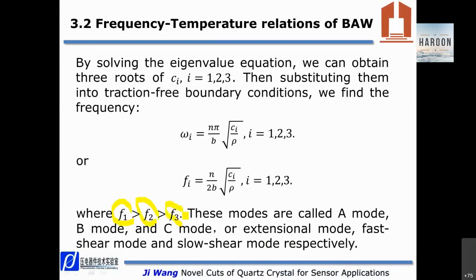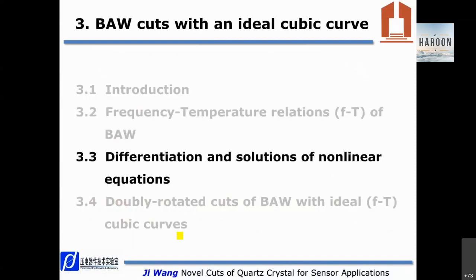to a different vibration mode. If you're familiar with quartz crystal resonators, some of them are called A mode, B mode, C mode. Basically, the highest frequency is the A mode, next one B mode, and the C mode has the lowest vibration frequency. This is from the quartz crystal product. Okay, so for the infinite plate, we have the solutions and they help us to identify the vibration mode.